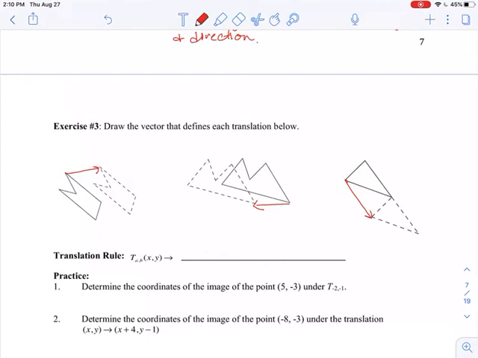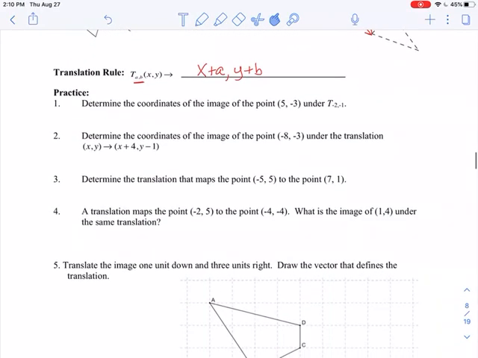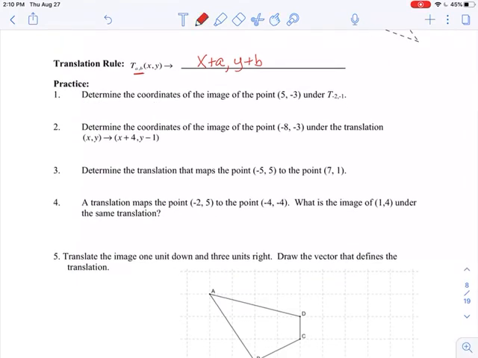And then I'm going to write down my translation rule. Basically, if I have a point (x, y), the numbers next to the T tell me what to add to the x and the y. The first number, the a, gets added to the x, and the second number, the b, gets added to the y. That's my rule for any translation. So let's do a little practice.